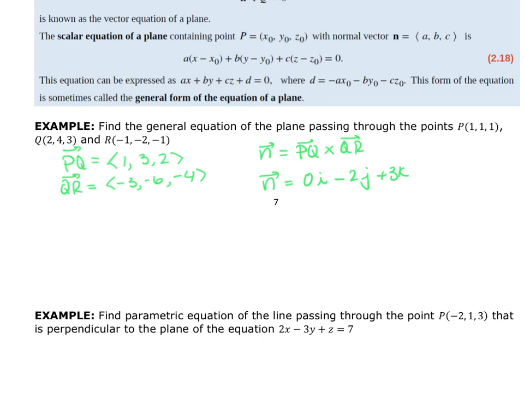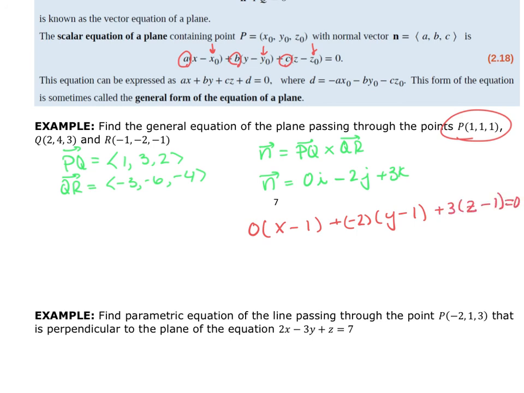Now I'm going to choose one of the points. I don't care which point it is. I'm going to choose the point that's got the least amount of work, so I'm going to choose this point right here. And I'm going to put all the information here. x naught is 1, y naught is 1, z naught is 1, a is 0, b is negative 2, and c is 3. So my equation is going to be 0, that's my a, times x minus x naught, which is 1, plus b, which is negative 2, times y minus y naught, which is 1, plus 3 multiplied by z minus z naught, which is 1, and this equals 0.